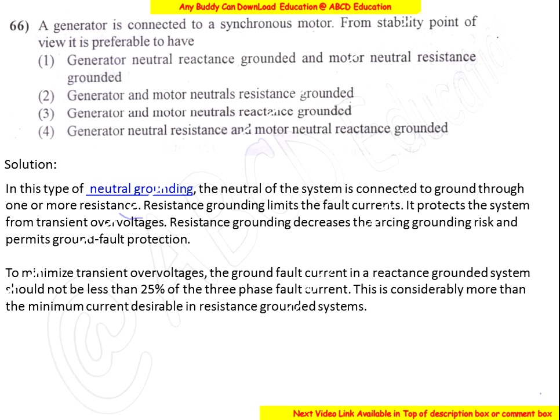In this type of neutral grounding, the neutral of the system is connected to the ground through one or more resistances. Resistance grounding limits the fault current. It protects the system from transient over voltage. Resistance grounding reduces the arcing ground risk and permits ground fault protection. Okay, so resistance grounding must be used in the generator.